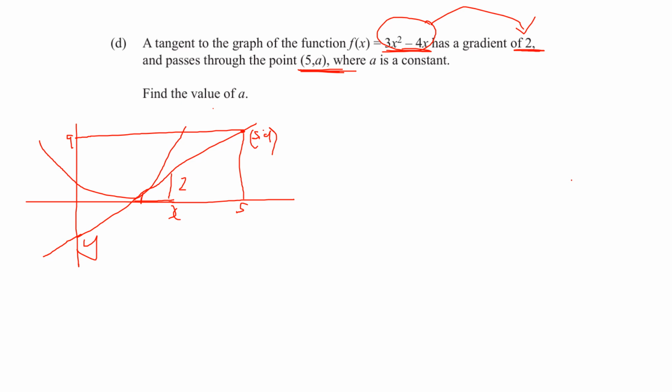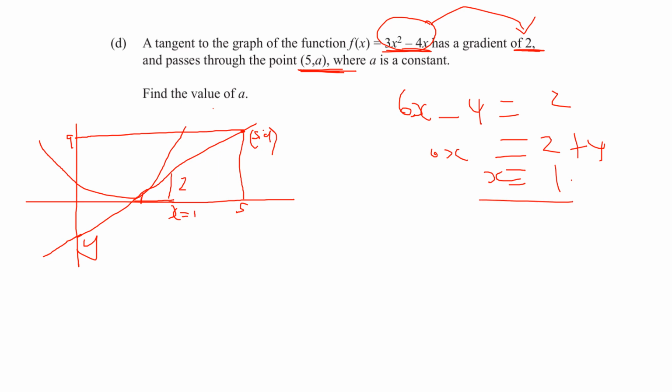Very simple. First, we find out what x is at this point. How do we do that? We differentiate, and then what do we get? We get 6x minus 4 is equal to 2, because that's the gradient at this point, which is equal to 2 plus 4. Got our 6x, which is equal to x. So x is equal to 1. We now know that x is equal to 1 at this point.